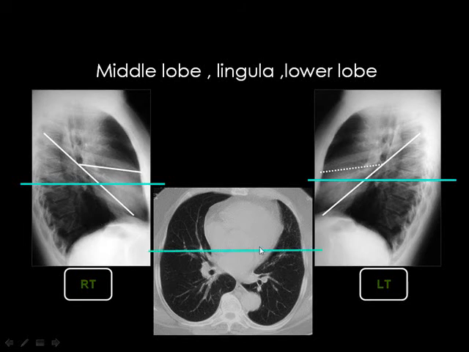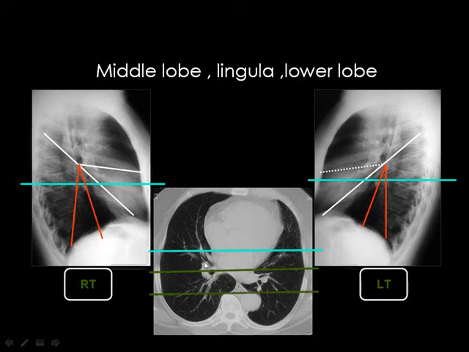Then you draw a line dividing the section into anterior 1/3 and posterior 2/3. The anterior 1/3 on the left is the lingula. The anterior 1/3 on the right is the middle lobe. The posterior 2/3 on both sides belong to the lower lobes. Then, the lower lobe on the right side has 4 segments: anterior, posterior, medial, and lateral. On the left side, there are only 3 segments: anterior, lateral, and posterior. Then, in order to show these segments, you have 2 lines like this.